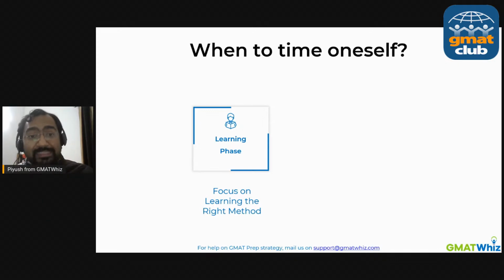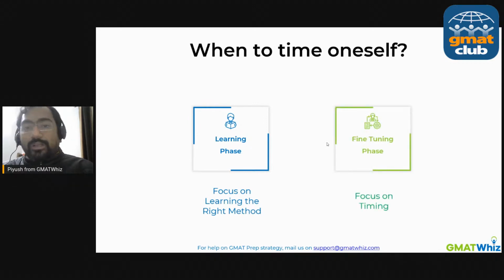But what they forget is that, as I told you earlier also, in the natural learning process, when you're learning the right method, initially by default you will take extra time. So if you focus on the timing from day one, you will most likely not be able to learn the right method. There will be gaps in your understanding, you'll not be able to work on those, you'll sway away from the right methods and you'll start using shortcuts, which happens with many people. So in the learning phase, do not focus on timing; focus only on learning the methods, making sure that you're using the right methods. And then once you move to the fine-tuning phase, that's when you start focusing on timing.